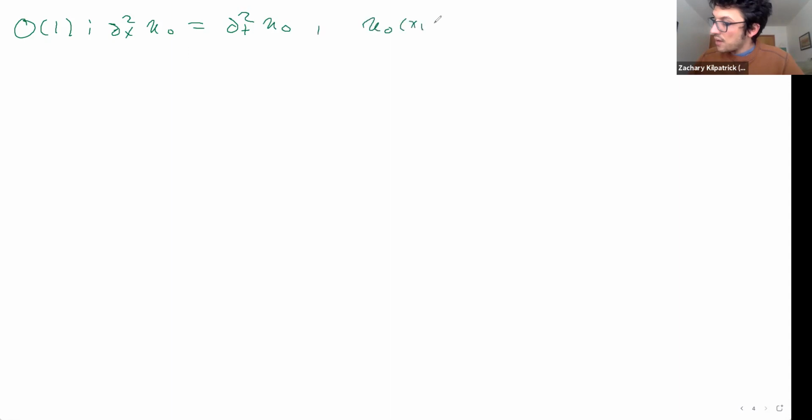Okay, what happens? Well, at order 1, what we find is dt squared u0 minus dx squared u0 is equal to 0, with u0 at t equals 0 equal to f of x, and dt u0 at t equals 0 is equal to 0.